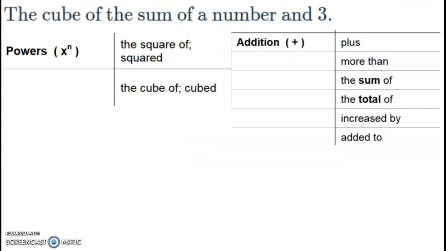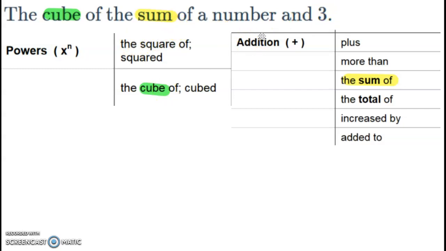Alright, let's take a look at our last example here. The cube of the sum of the number and 3. So you can tell that we've got cube, which is in our powers, and sum, which is in addition. So we're going to raise something to the third power, and we're going to find the sum of, which means we're going to add. So the sum of a number, x plus 3, but you got to find the cube.